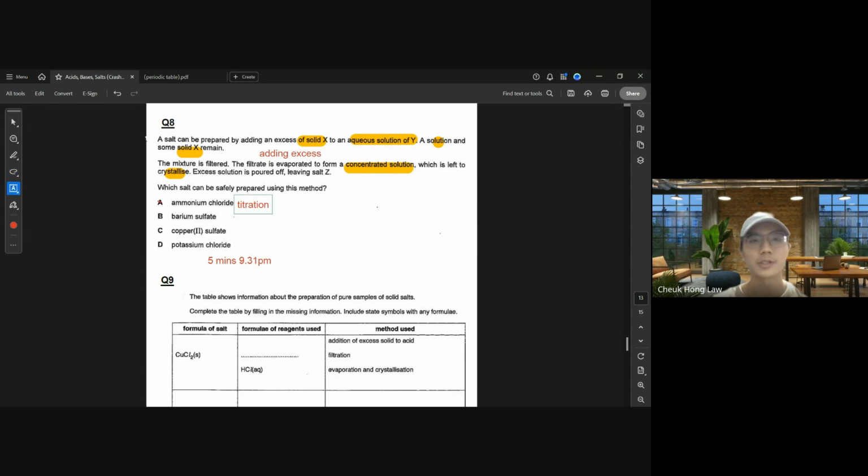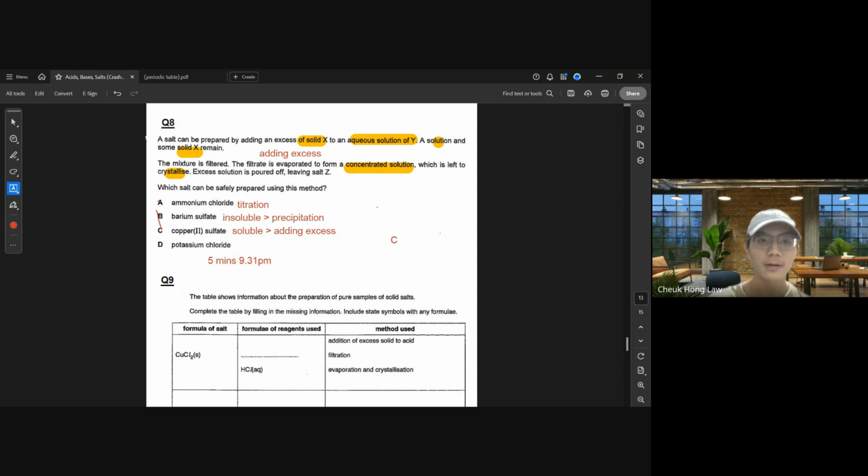Then again, we ask the question, is barium sulfate soluble or insoluble? If your answer is insoluble, you're correct. So if it's insoluble, we use precipitation. Since this is precipitation, wrong. Third one, copper 2 sulfate. Is it soluble? Yes, it's soluble. Does it contain any group 1 or ammonium ions? No. So we use adding excess. So C is your answer.